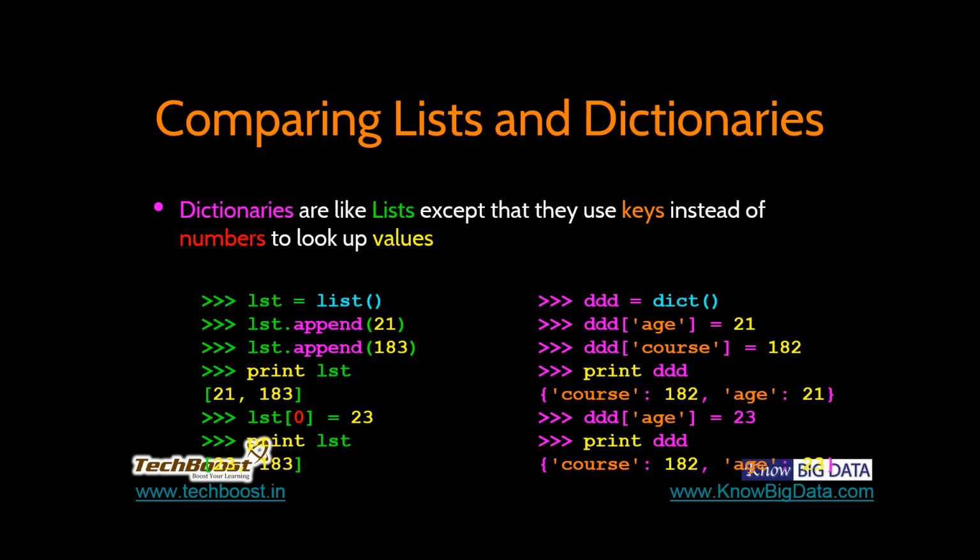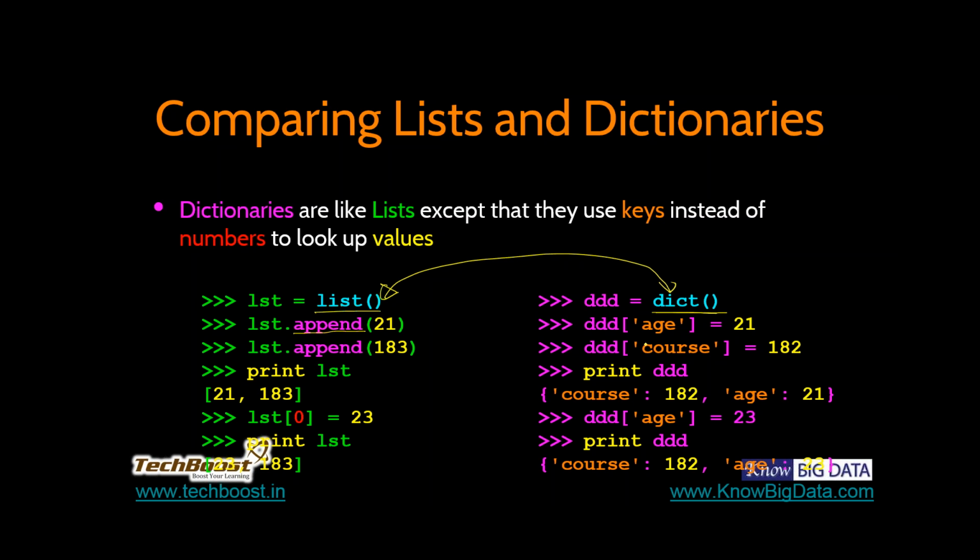Okay, so here is a little bit of comparison again. Dictionaries are like lists, except that they use keys instead of numbers to look up values. We have already discussed this. We use keys instead of numbers to look up the values. Alright, so here is the differentiation: we use different functions over here. For creating an empty list, we use the list function. For creating an empty dictionary, we use the dict function. And how did we add elements to the list? That was using the append method.